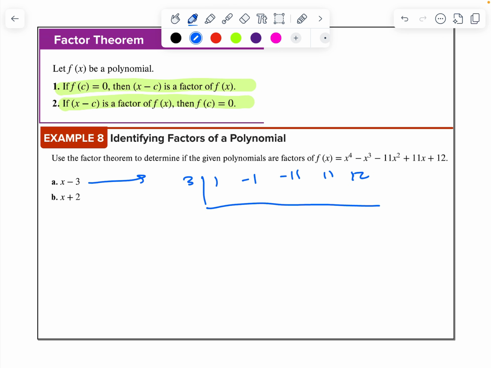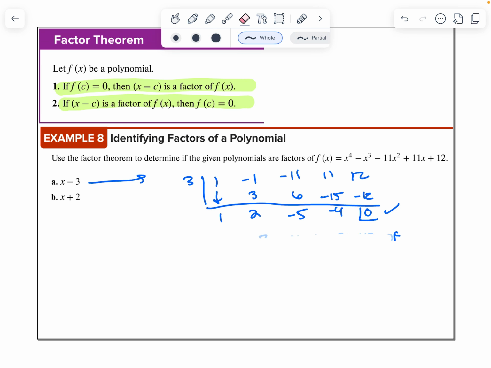x minus 3 means we need to put a positive 3. Remember, if we're trying to make it 0, 3 minus 3 would make that 0. You remember earlier I told you that it's easiest to use the remainder theorem if these things are just x and a number, right? So x minus 3 fits that category. Bring down the 1, multiply, add, multiply, add, multiply, add, multiply, add, check. Since it turned out to be 0, that means that x minus 3 is a factor of f of x.